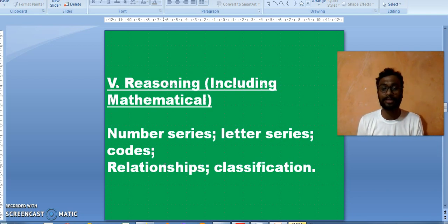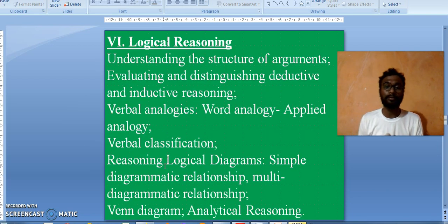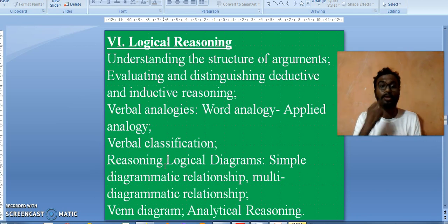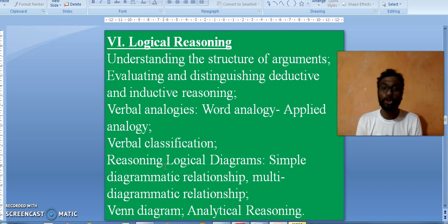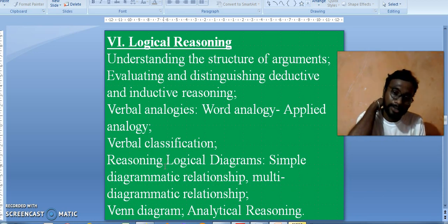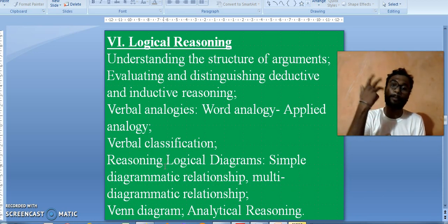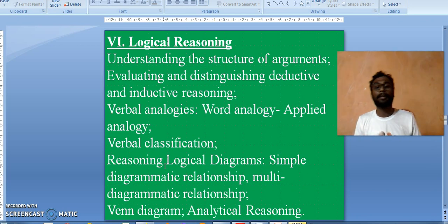So this kind of questions generally will be asked. Logical reasoning: first of all, you should understand the structure of arguments, evaluating and distinguishing deductive and inductive reasoning. You should know the deductive and the inductive reasoning. Verbal analogies, word analogies, applied analogies, verbal classification.